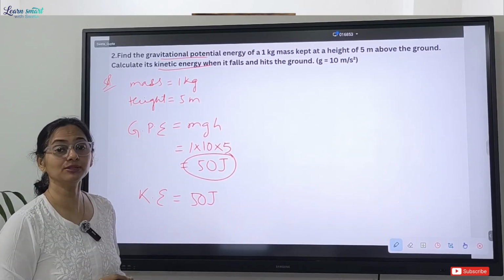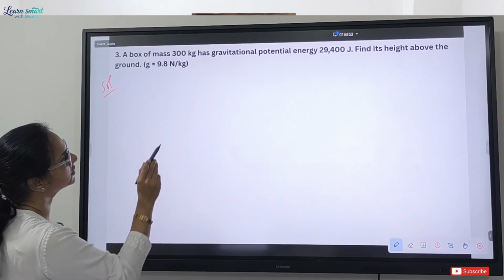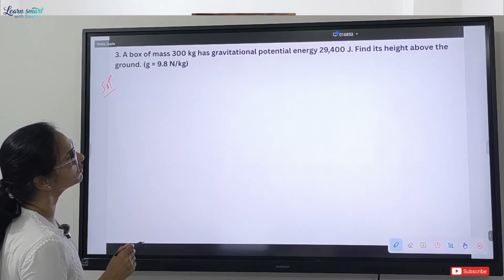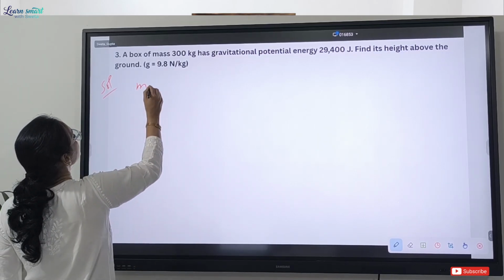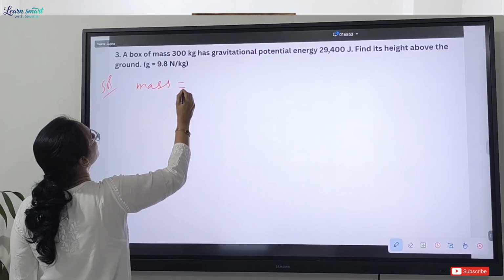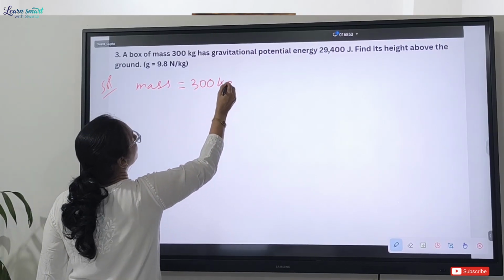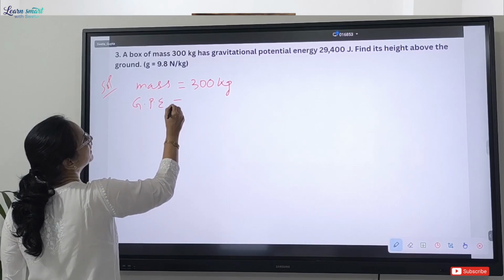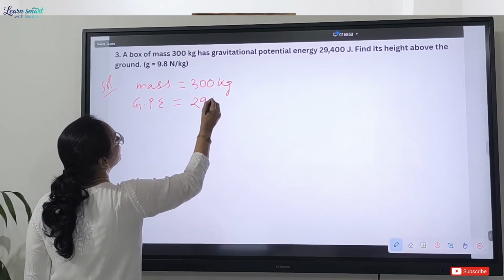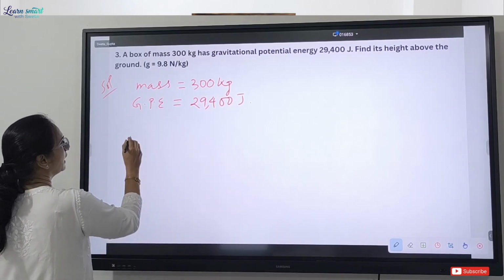Let's see question number 3. A box of mass 300 kg has gravitational potential energy 29400 joules. Find its height above the ground. So mass is equal to 300 kg and gravitational potential energy is given how much? 29400 joules. We have to find out the height.